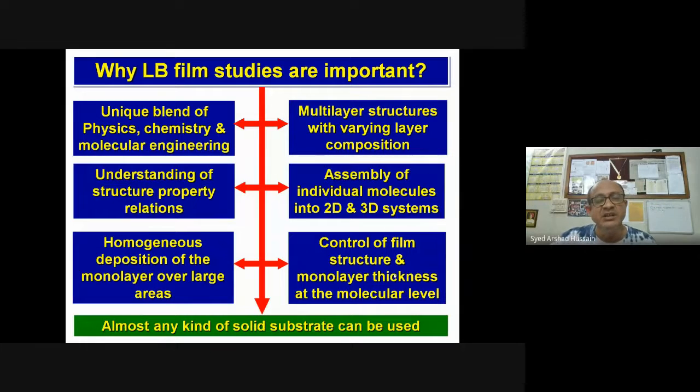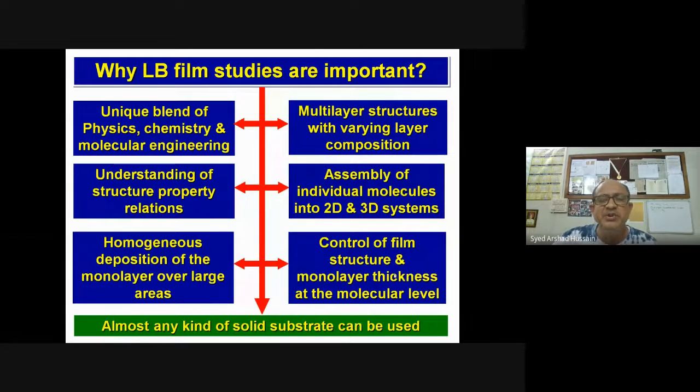This is very important. Most probably this is one of the techniques which gives you the ability or scope to organize a layer of single molecule thickness. You can organize a layer where each single molecule is placed side by side. Then you can control the film structure as well as molecular packing as well as thickness at the molecular level by controlling different parameters during film preparation.